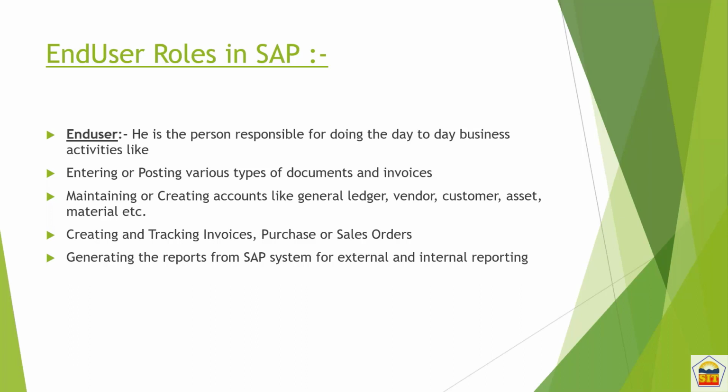Then creating and tracking of the invoices. All those invoices which we will be generating out of the procure to pay cycle and order to cash cycle are entries which would be affecting the FI. What are those entries? That we'll see. Then it is saying generating the report. Finally, they need to generate the report for internal as well as external reporting.